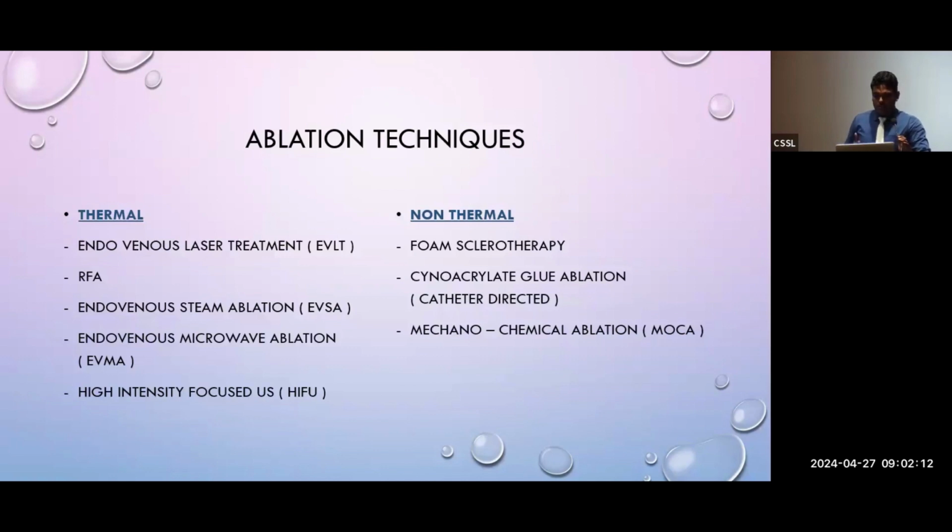Ablation techniques are of 2 types, thermal and non-thermal. Thermal means you generate heat inside the vein, whereas in non-thermal, you don't. There are a lot of thermal ablation techniques practiced all around the world, but here we mainly do the first one, EVLT, endovenous laser treatment. Apart from that, there's RFA, endovenous steam ablation, microwave ablation, and HIFU, the high intensity focused ultrasound, generating heat.